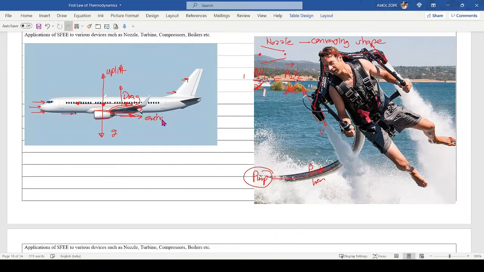So this is the exhaust. Again at the jet engine outlet, just look at this place at the outlet. This is a nozzle which will throw the air mass at a very high velocity. So to increase the velocity, we have to decrease the enthalpy. Enthalpy decrease increases the velocity, and hence the aircraft moves forward.